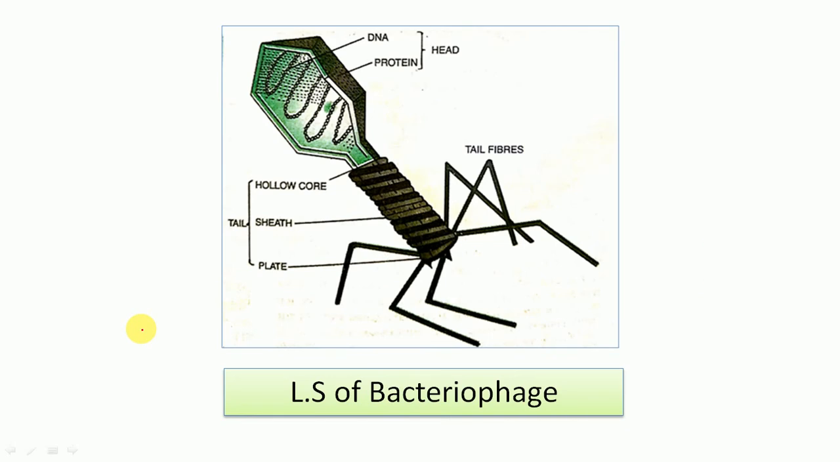Now see the structure of bacteriophage. Here is the head region, which we can see is cuboidal, with an outer proteinaceous cover, and inside is the genetic material, which is the DNA. Then comes this area, the tail region, which has a sheath; the capsid forms a sheath around it. Then here is the hollow core, and then the basal plate, from where various tail fibers come out.